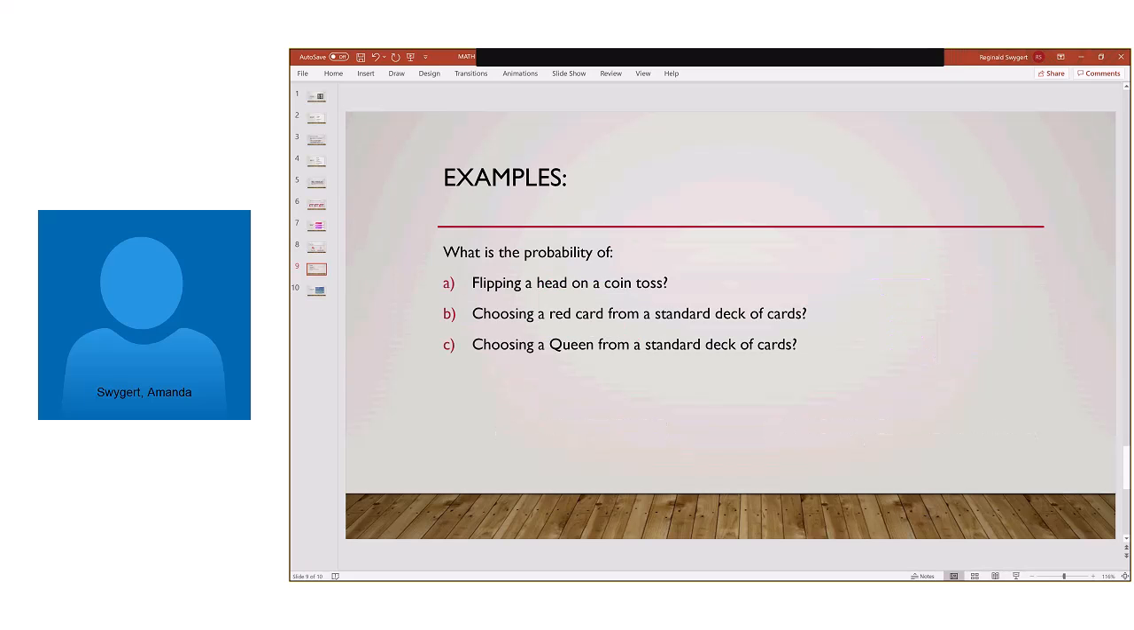I don't want you to answer these out loud or in the conversation bar yet, but take a second and try to write these down. I just want you to give me an idea of how you know how to answer these at this point. So what is the probability of, and go ahead and answer part A, part B, part C. And I'll check back with you in a minute.